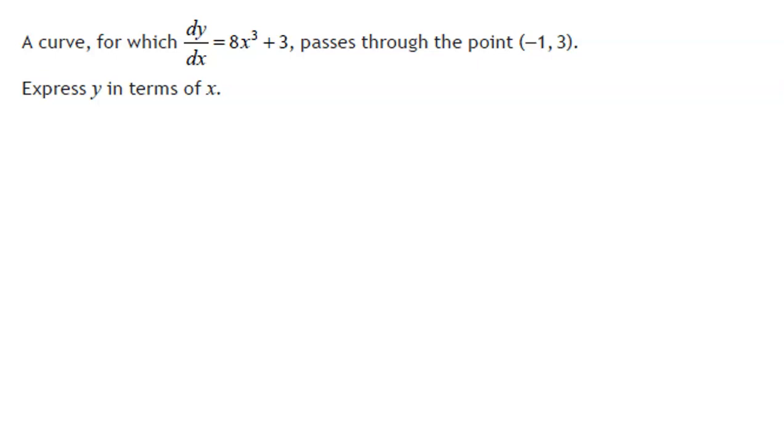So for this one here, what I'm given is a curve, and I'm given the derivative of the curve being dy by dx equals 8x cubed plus 3. I'm told it passes through a point. What I've got to do is express y in terms of x. So I want to work back to the original curve.